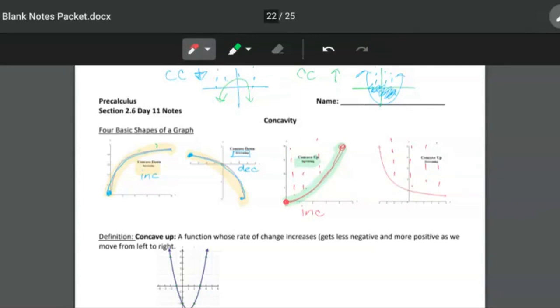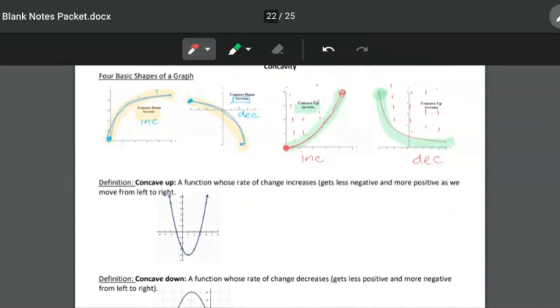So it's increasing, where this graph all the way on the right is still concave up, but this one is decreasing. If I start on the left and trace, my pen goes down, down, down. So that is decreasing. That's the difference between those. Those are the 4 basic shapes. They can either be concave up or concave down, and then either increasing or decreasing.